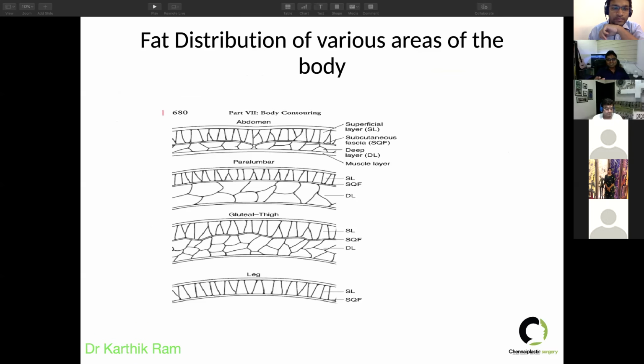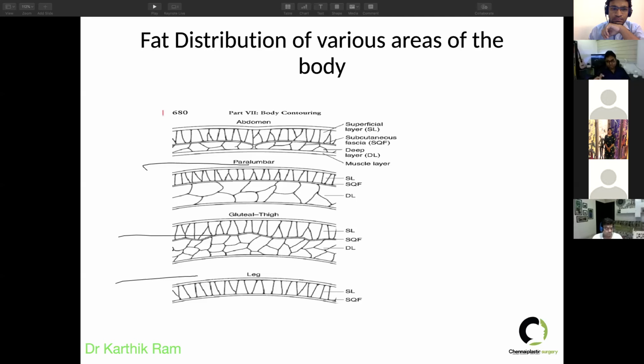And now, if you see each area, the distribution of the fat is different. For example, in the abdomen, superficial fat is more and deep fat is a little less. If you take the paralumbar region, deep fat is more and the superficial fat is less. In the gluteal region, superficial fat and deep fat are almost equally located. In the gluteus and thigh region, leg and all, if you see, there is no deep fat at all.